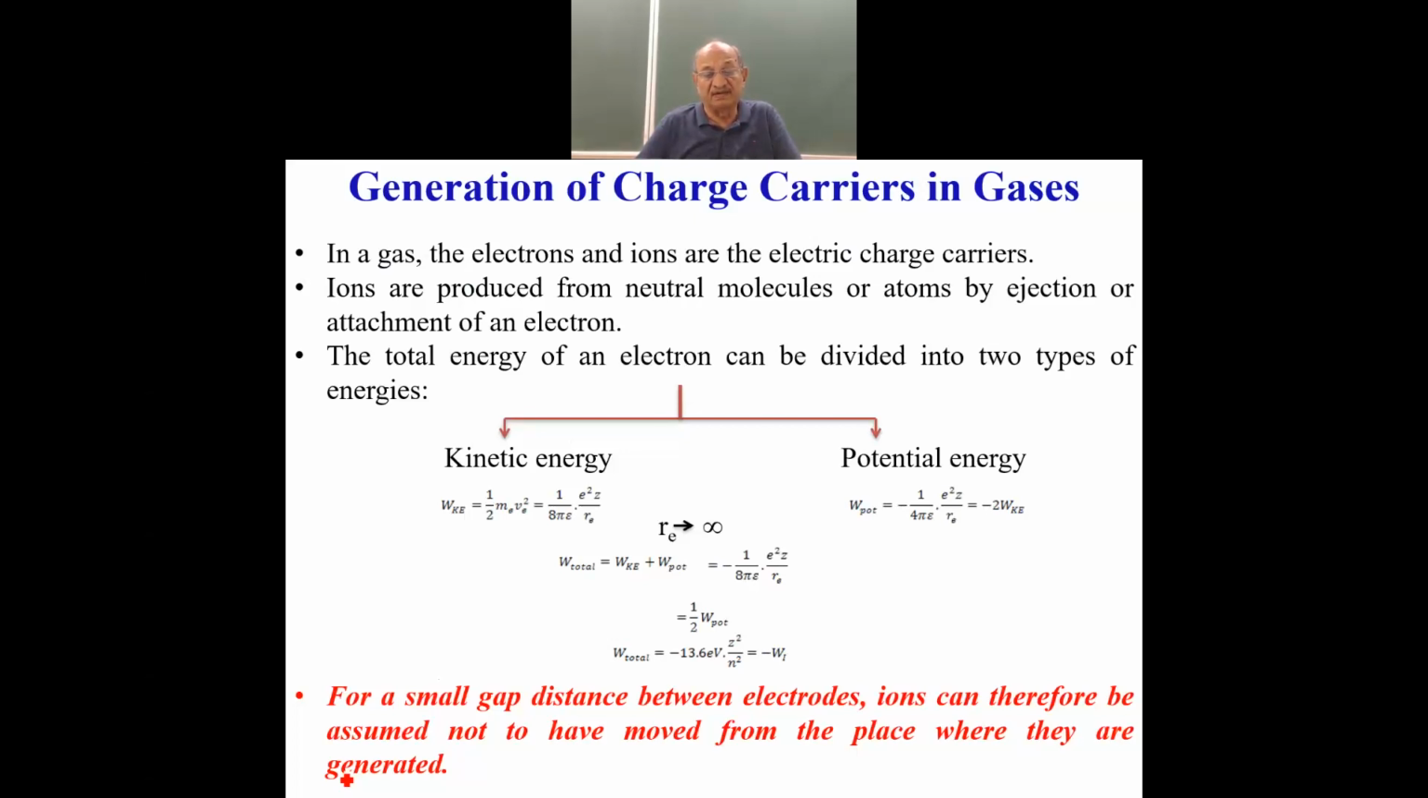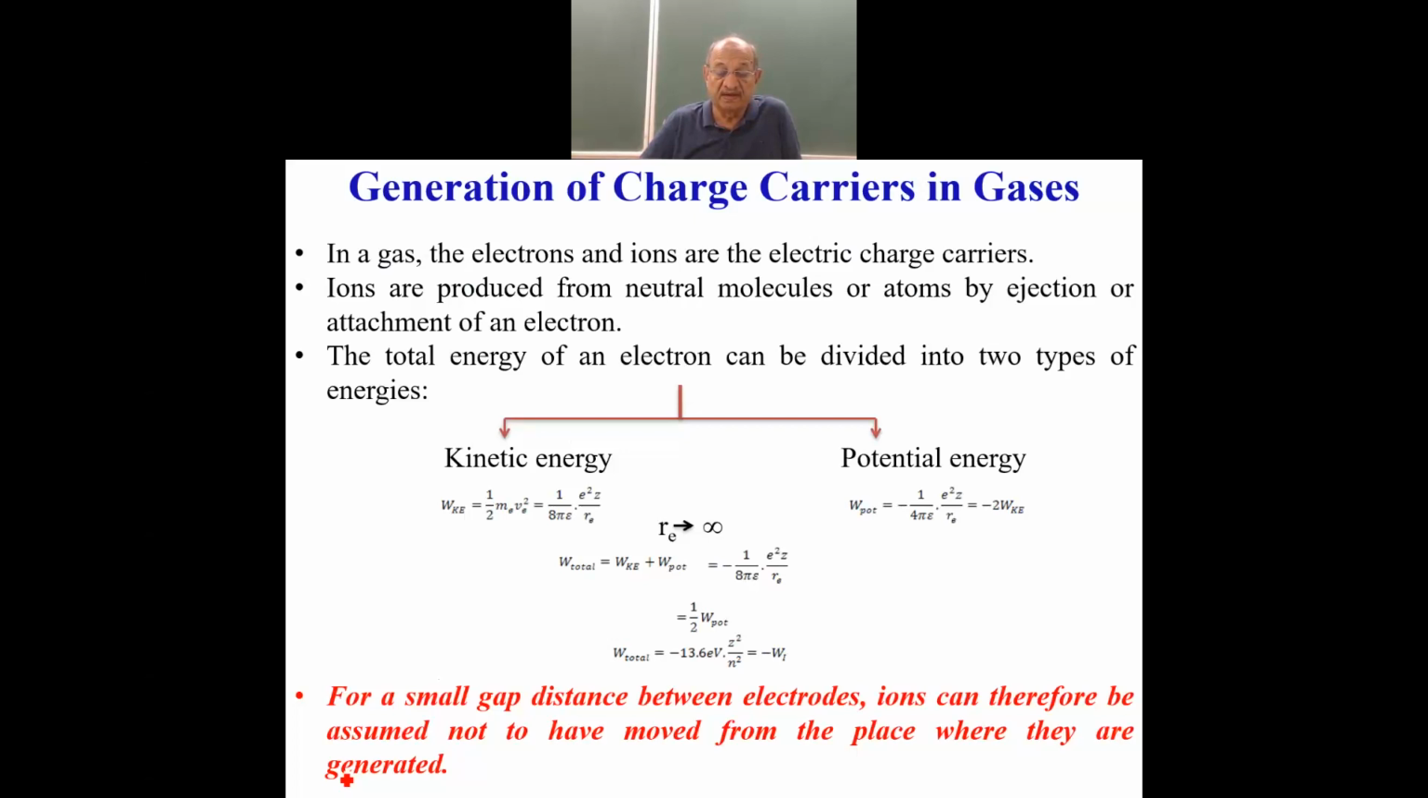In a gas, the electrons and ions are the electric charge carriers, as I mentioned. Ions are produced from neutral molecules or atoms by ejection or attachment of an electron. The total energy of an electron can be divided into two types of energy: the kinetic energy for the movement of the electron, and the potential energy acquired by the electron.